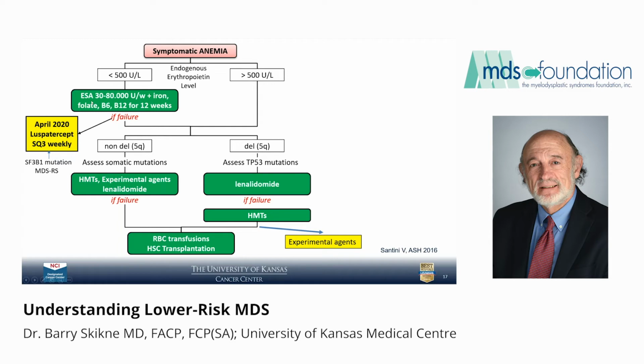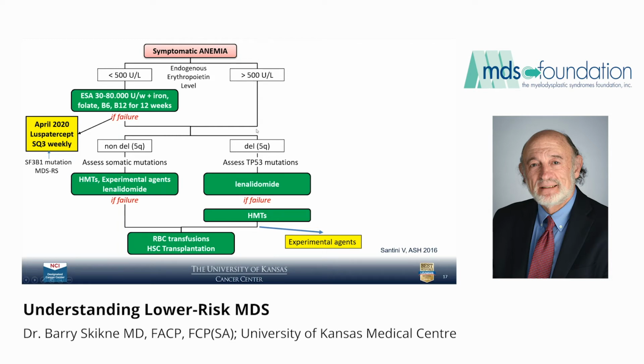Now, if one treats with an ESA and it fails, or they respond and then fail, in April of this year, this drug, Luspatercept, was FDA approved, and we're going to speak about this shortly, but it's given as an injection every 3 weeks, under the skin, to try and stimulate red cell production. Again, we'll come to that.